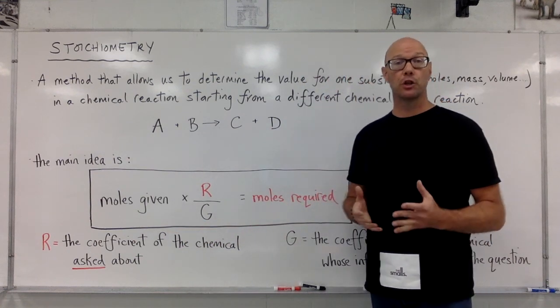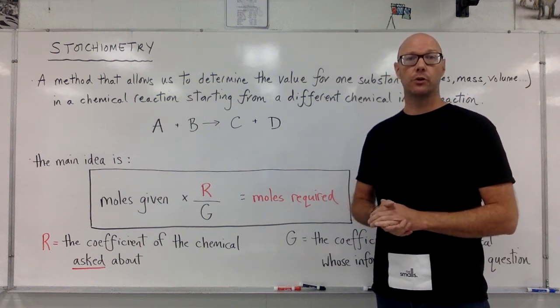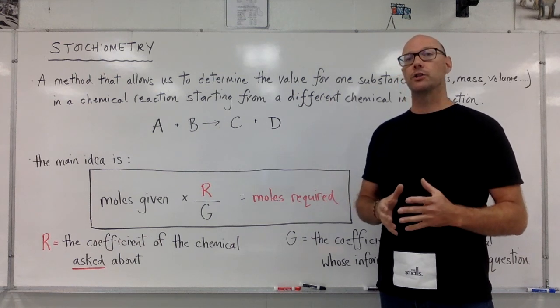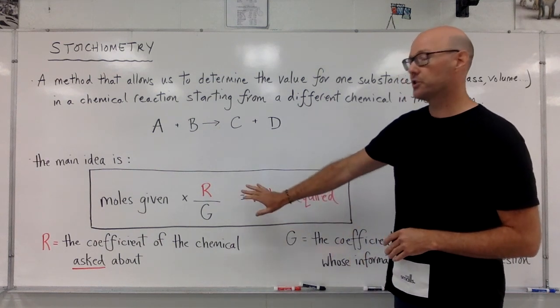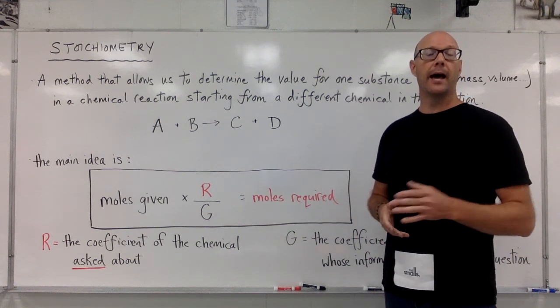This is our first look at stoichiometry. It's one of the most important things that chemists do. It's going to be a fairly long unit, but all of the questions have something in common, this mole ratio, R over G. And I hope that helps.